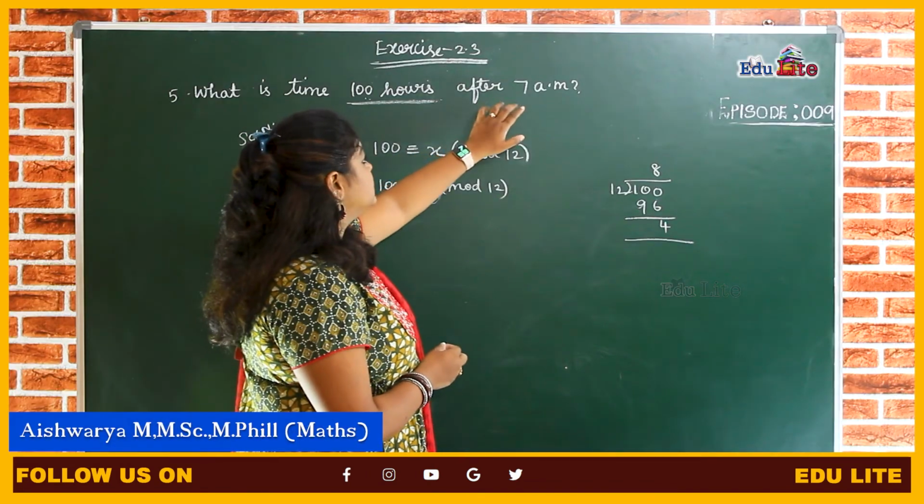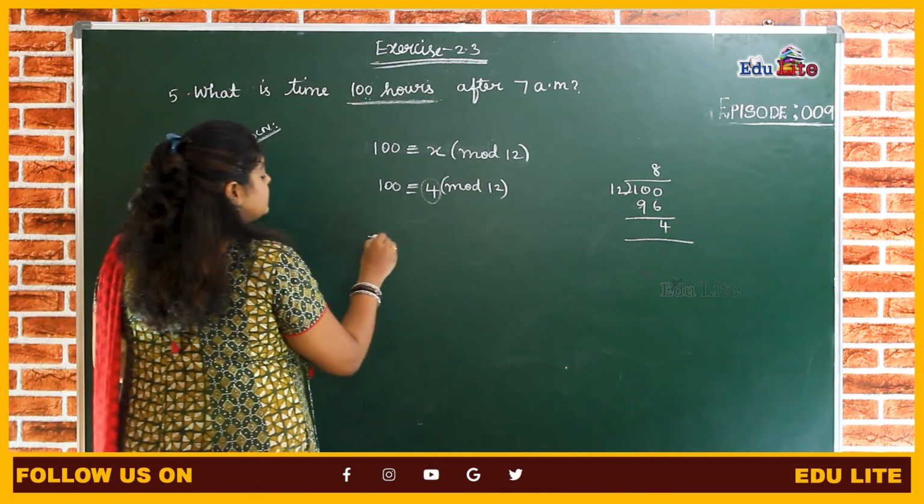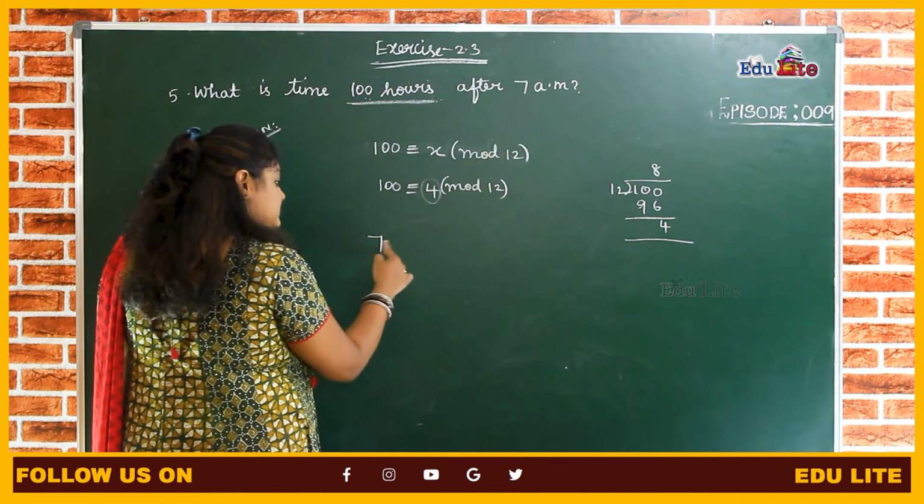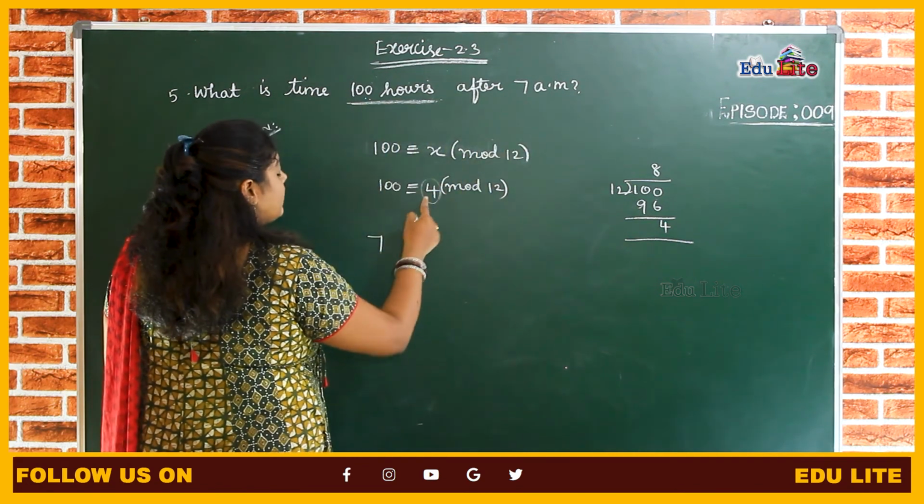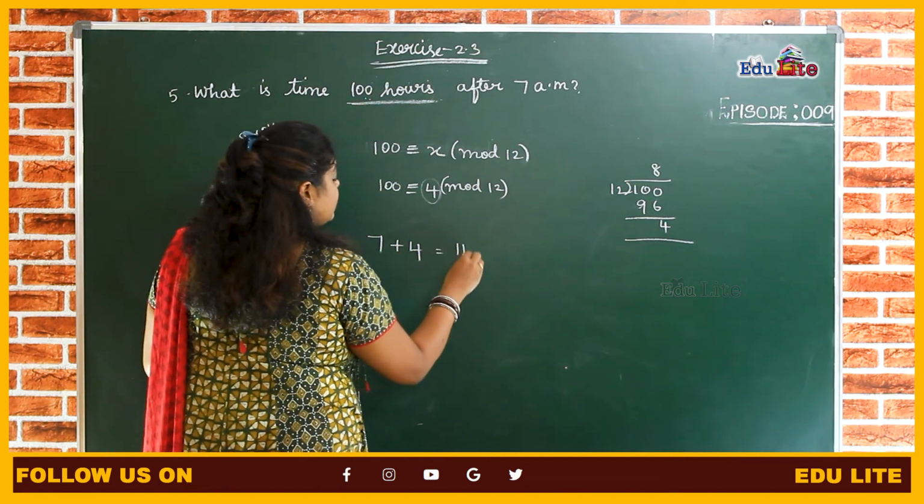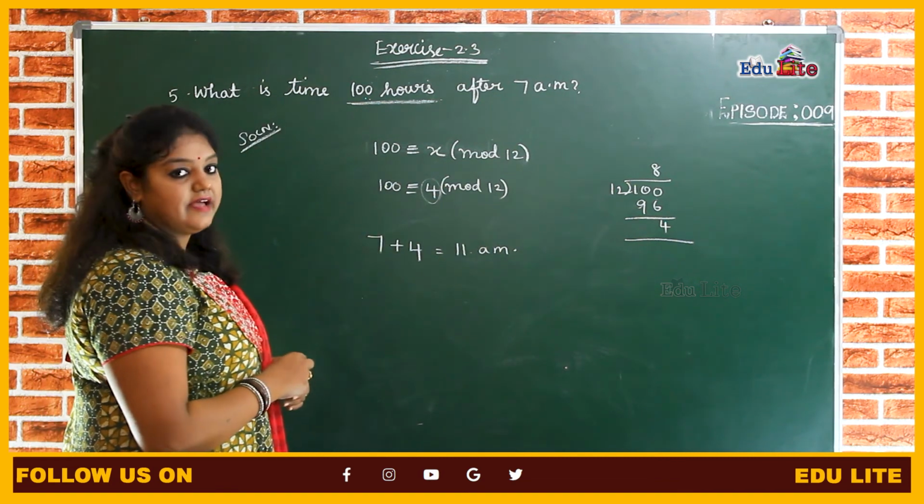What is given is 100 hours after 7 a.m., and we have to find the time. After 7 a.m., we solved this 100 hours and got the remainder as 4. Therefore, 7 plus 4 gives us 11. So, the time is 11 a.m., 100 hours after 7 a.m.